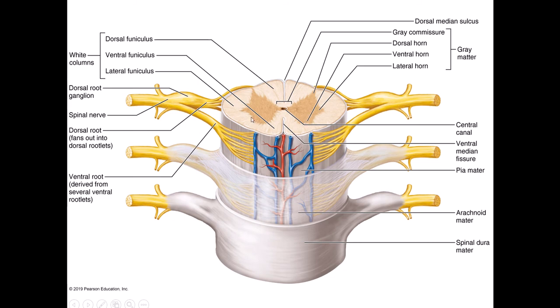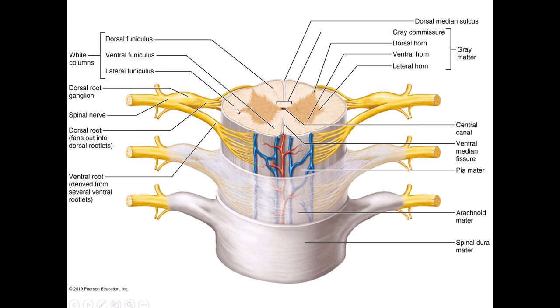So if we look at the gray matter, you can see dorsal horn, sensory information, ventral horn, motor information, and then these lateral horns found in the thoracic and lumbar regions of the spinal cord only. So here we have our dorsal root, here we have our ventral root. The dorsal root is taking information into the dorsal horn, the ventral root is taking information out of the ventral horn. The central canal here, continuous with the spinal cord, continuous with the ventricles, filled with CSF, and that gray commissure that connects right and left.